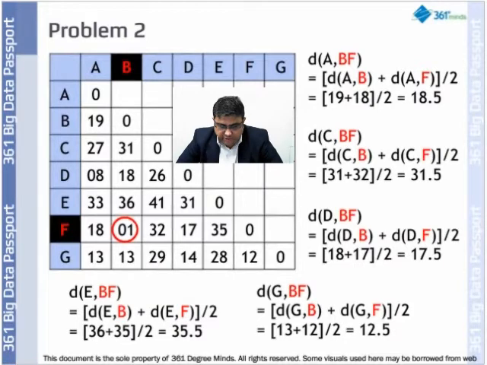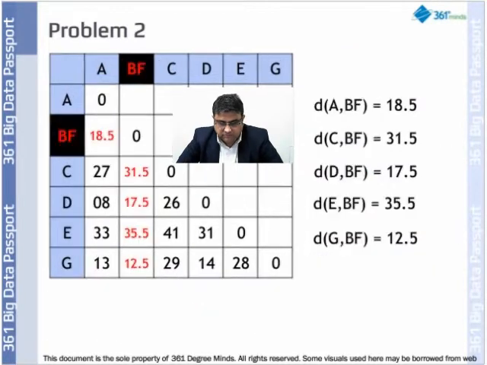So now you make the new table. The table now becomes a 6 by 6. Whatever you see in red are the new entries. Now let's try and spot what is the least in this. The least looks like A and D.